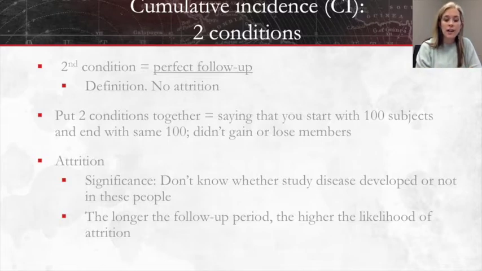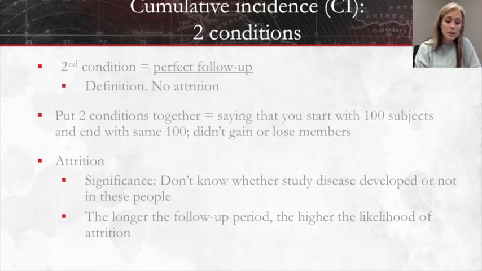And here's the problem with attrition. When people leave the study for whatever reason, you ultimately don't know whether or not they developed the disease. You can't say they didn't develop it, and you can't say they did develop it. Basically, you can't say anything. And so what ends up happening is you have to drop them from your data analysis. But that can also introduce bias into the study.